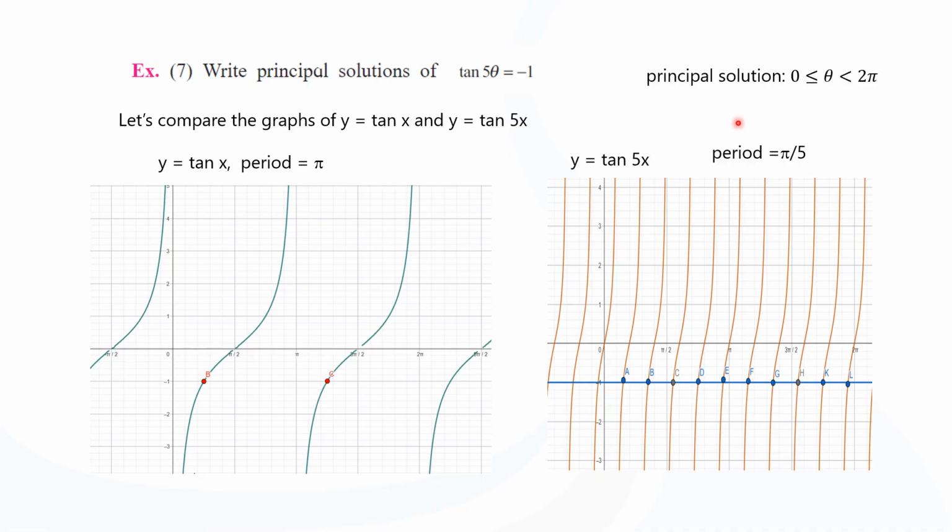Now look at the solution of tan x is equal to minus 1, and we are going to solve tan 5x is equal to minus 1. When tan x is equal to minus 1, you can see there are only two solutions between 0 and 2 pi. But what happens when the graph becomes tan 5x? The graph gets condensed, and we are getting how many solutions? You can see 10 solutions between 0 to 2 pi. So this is how the graph looks. Now we'll find the solution using mathematics.